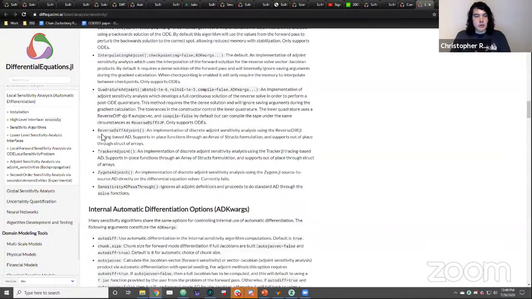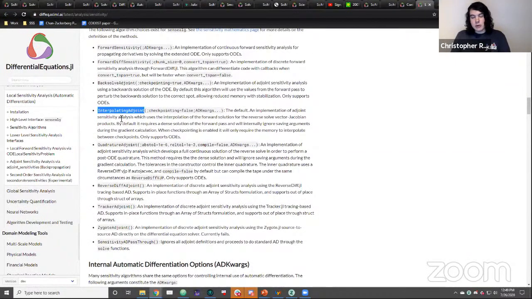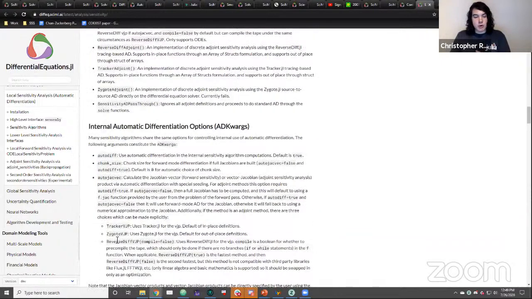So for example, you can utilize interpolating adjoints. So you can say, I'm going to use this forward mode interpolation, and the way that I'm going to do the internal vector Jacobian products is going to be Tracker, Zygote, or ReverseDiff. And so there's all these different combinations of these different automatic differentiation tools that will use them in specific ways to be able to calculate this fast or slow.